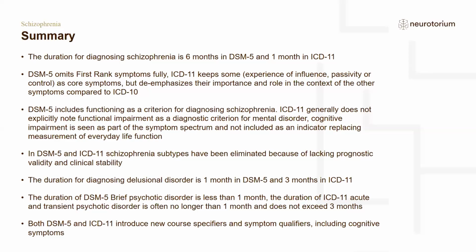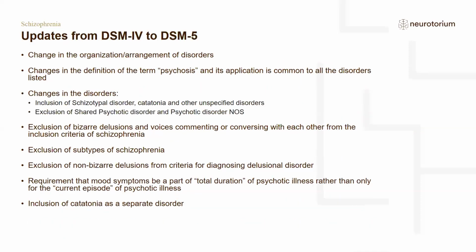And the other difference between the DSM-5 and ICD-11 is that a brief psychotic disorder in the DSM-5 is less than 1 month. I talked about this earlier. In the ICD-11, it can be as far as 3 months. So this is quite interesting, but I'll not stay so much on it.